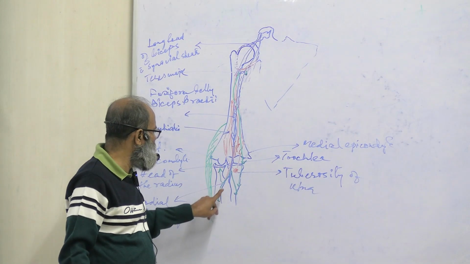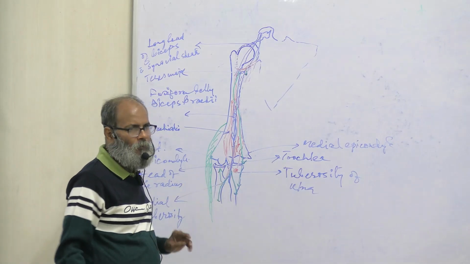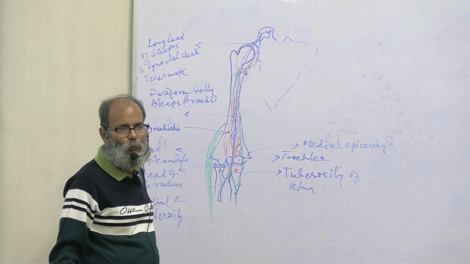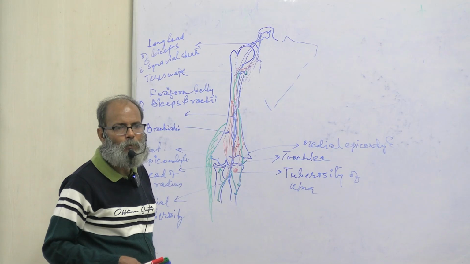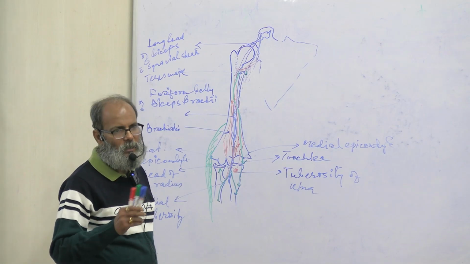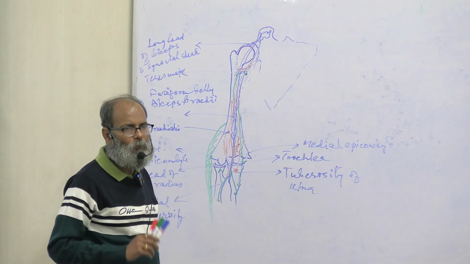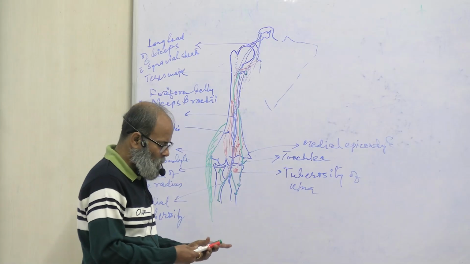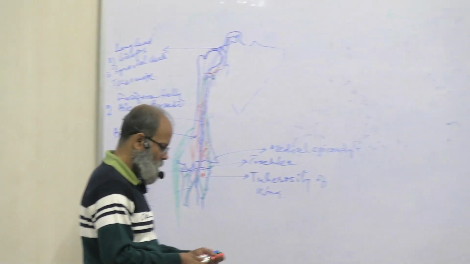Alright, and it gets inserted at the posterior aspect of the radial tuberosity. In the anterior aspect, there is the bursa that separates it to avoid friction. Alright, it is like this.